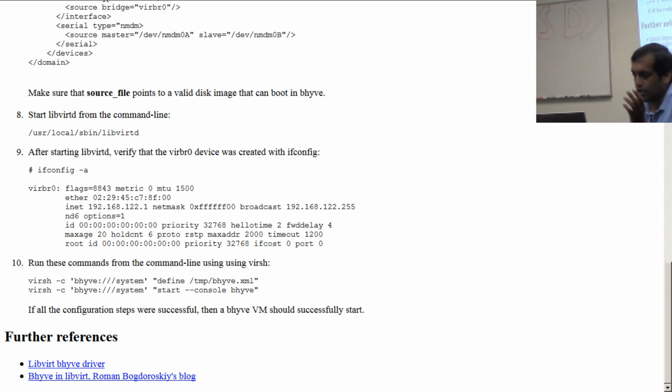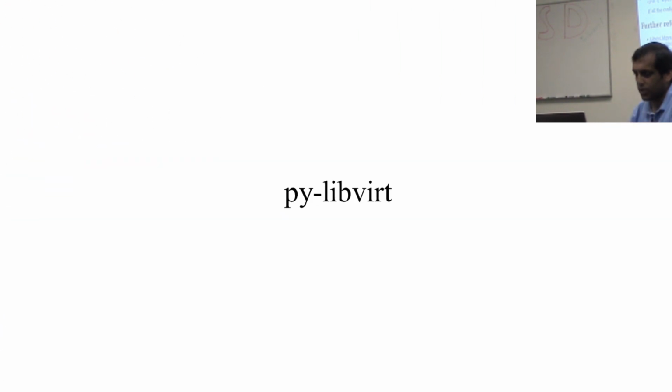Then for the second command, you run virsh -c and then the URL, and you could either say start bhyve, or you can say start --console bhyve. With --console, you can actually see the console of the VM, assuming you have that nmdm configured in the XML. And after jumping through all these hoops, if you got all this stuff right, then this will actually work. But I'm not going to demo this because I'm not going to press my luck.